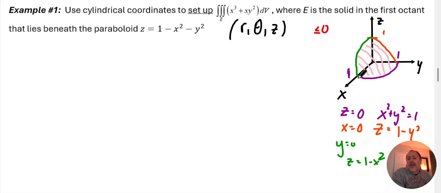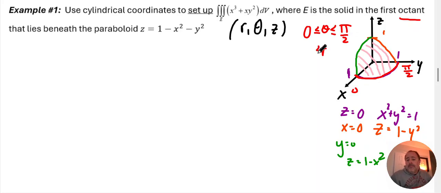Well, first of all, we're starting at the positive x-axis, which we know means that theta is equal to 0. And since we're only in the first octant here, we're going to travel along until we hit the positive y-axis, and that's going to give us pi over 2. So theta is going to be from 0 to pi over 2.